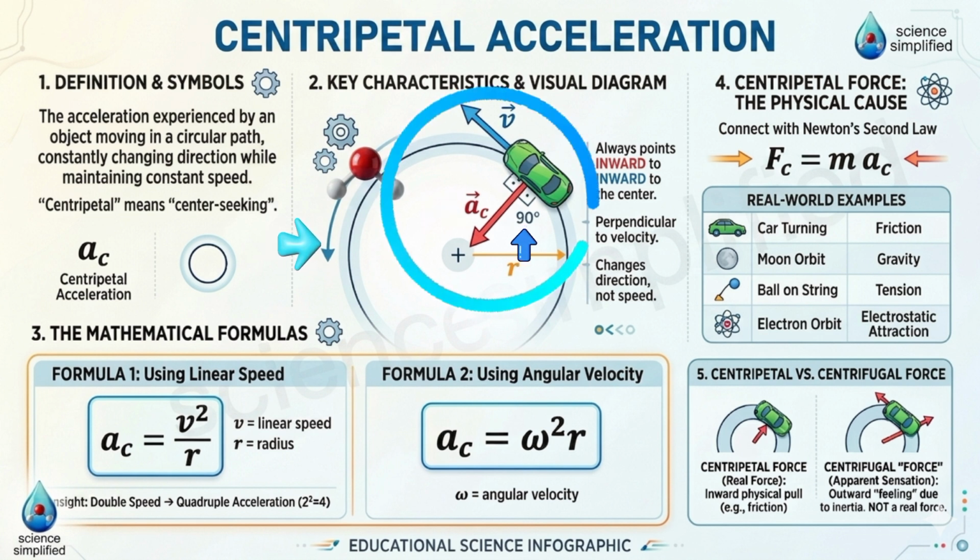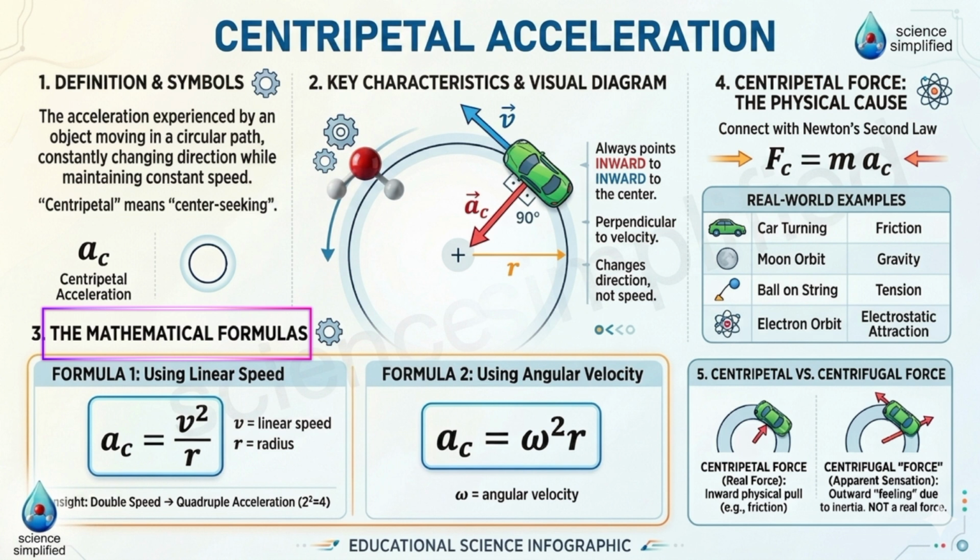The diagram also shows a 90-degree angle between these two vectors. This means centripetal acceleration is always perpendicular to velocity. Because of this perpendicular relationship, the acceleration changes only the direction of motion, not the speed of the object.